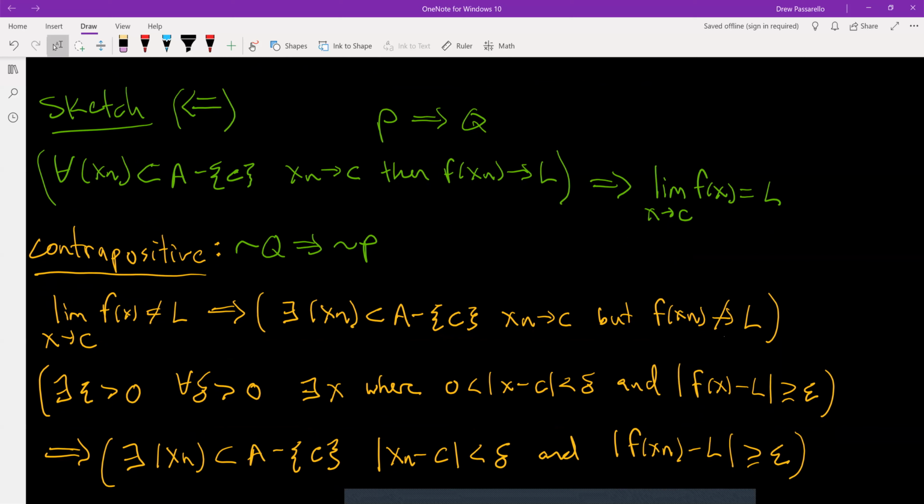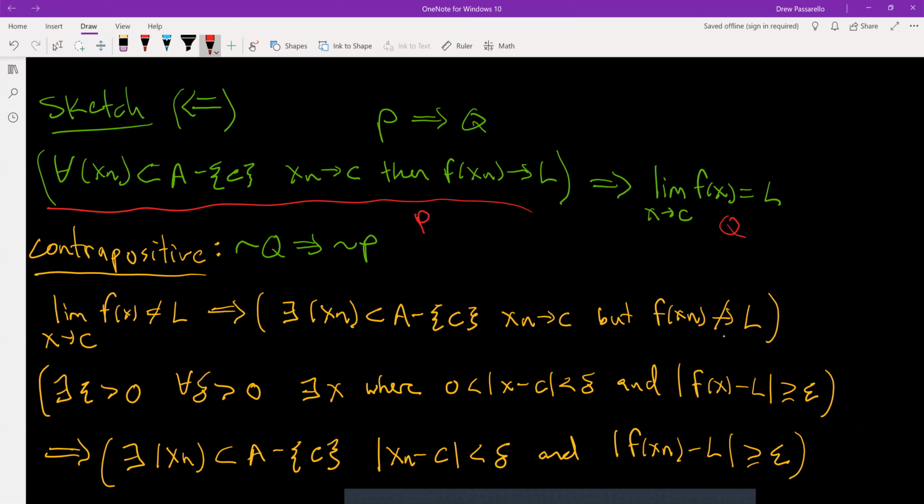unique, in the sense that I'm going to use a contraposition type of proof. So in the backwards direction, where the statement is P implies Q, what are our P and Q? Our P is the statement, this time, that for any sequence x_n in the set A minus {c}, where x_n converges to c, then f(x_n) converges to L. This is what our assumption is going to be in this direction of the proof. This is our P. Then we need to show that the limit of f(x) as x approaches c equals L. This is our Q.